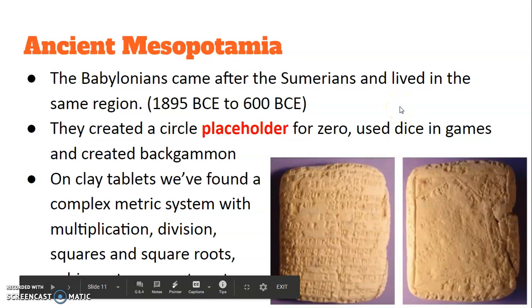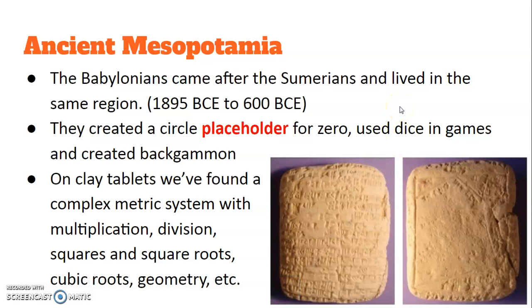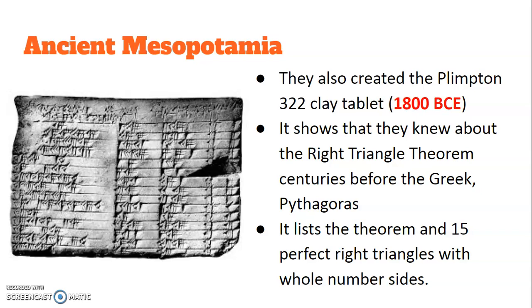And on those clay tablets, we found a complicated metric system with multiplication, division, square roots and squares, cubic roots, and basic geometry. Now, in ancient Mesopotamia, we also discovered what we call the Plimpton 322 clay tablet, named after a European who found it. But this was produced in about 1800 BCE, so almost 4,000 years ago. And it shows that the ancient Mesopotamians, the Babylonians, knew about the right triangle. And this was centuries before the Greek Pythagoras, who was later attributed to it.